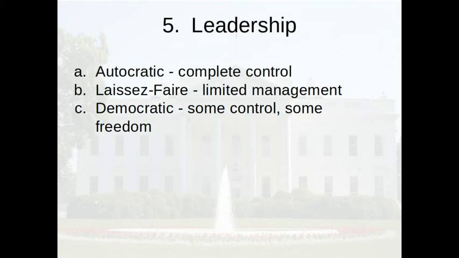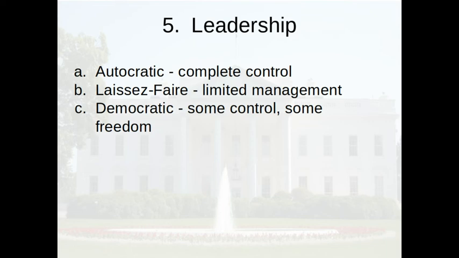Then there's the spot that's in between, and that's known as democratic leadership. And don't confuse that with a political party, because Republicans or Democrats could be democratic leaders. What that means is they do have some control, but they also have some freedom for their employees. So democratic is kind of halfway in between autocratic and laissez-faire.